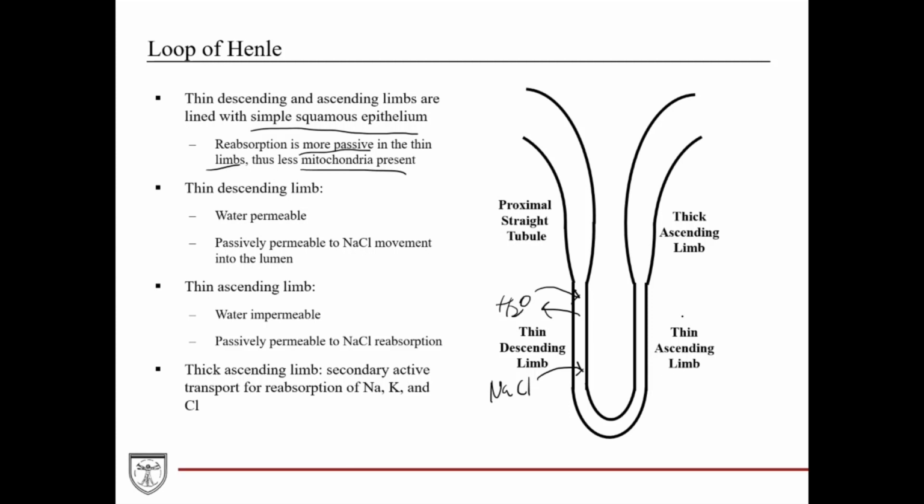Versus the thin ascending limb is water impermeable. So you're not going to have much water move in between. However, it's passively permeable to sodium chloride reabsorption, meaning you can reabsorb sodium chloride out of the lumen of the nephron. And by removing sodium chloride, that's actually going to help with diluting the urine, because you're going to have less solute, less osmotically active molecules in there. The thick ascending limb carries out secondary active transport for reabsorption of sodium, potassium, and chloride in this portion here. And we'll go to the whiteboard here to show you how that works.